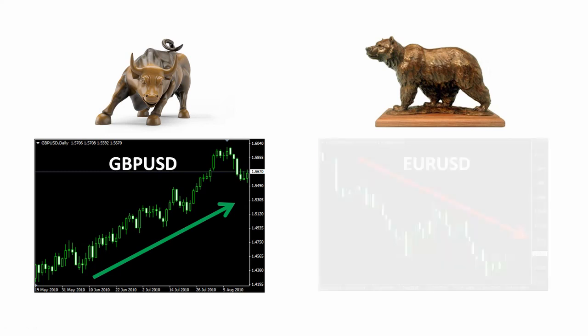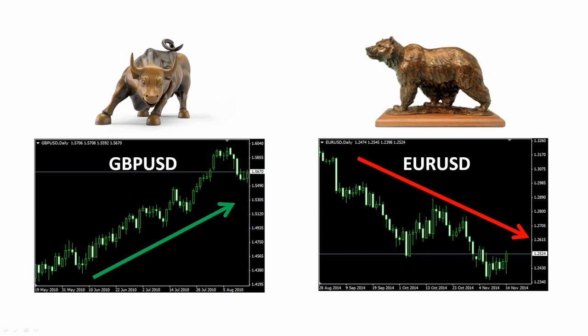Bears are people who invest in the decline of a currency pair, and this is an example of the Euro-US dollar in a downward trend. Here the bears would profit from selling this currency pair.